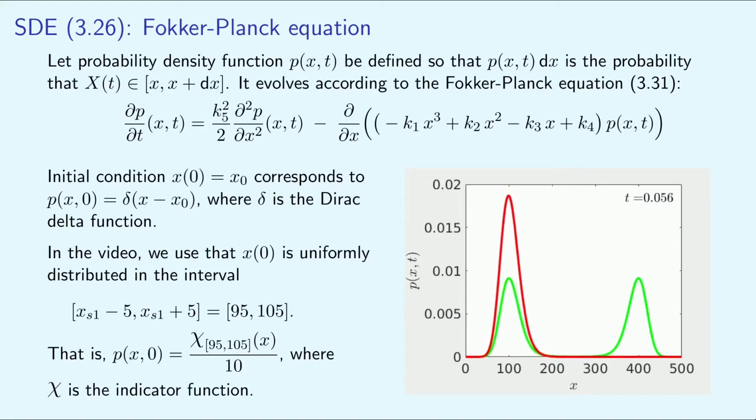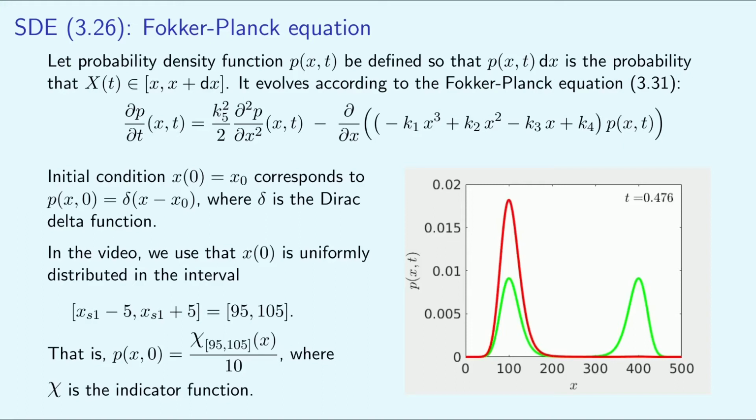In this video, my initial condition is uniformly distributed in a small interval around the stable steady state 100. That is, we assume that our initial probability density function is the indicator function of the interval 95 to 105. Starting with this initial condition, I am visualizing here the same time interval, showing the time evolution of the probability density p(x,t) from time 0 until time 0.5.